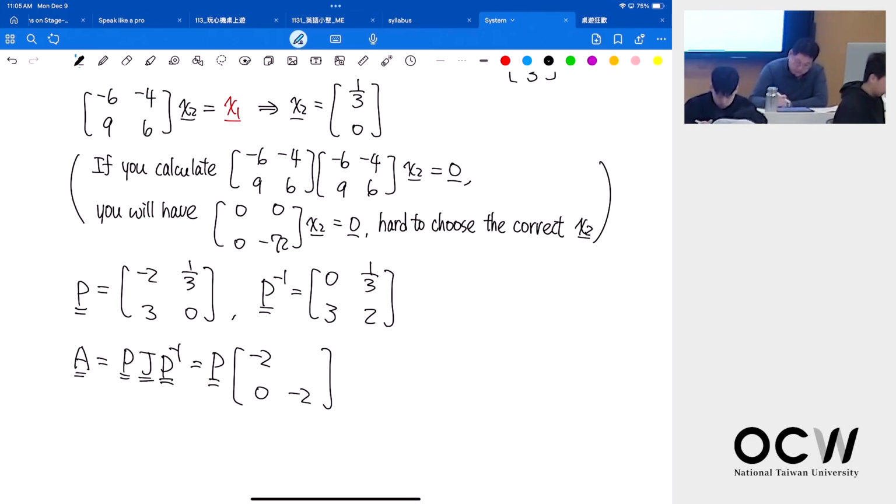This is repeated, so here I have a 1. Remember that when I put 1, that means they are repeated, and I cannot find their associated eigenvectors. If you put 0, that means you have 2 repeated eigenvalues, and you can also find 2 different independent eigenvectors. If you cannot, then you need to use a Jordan block. That's why we put 1.